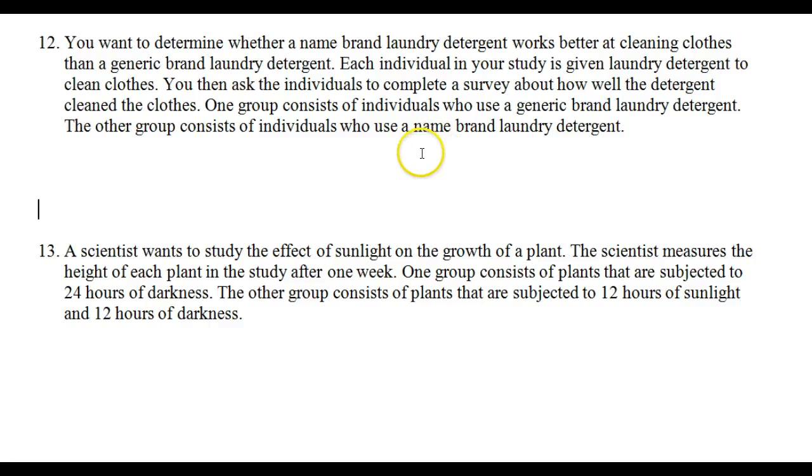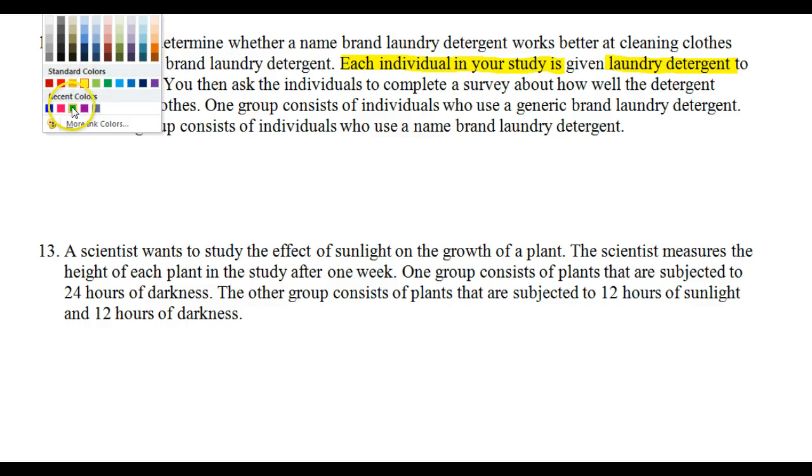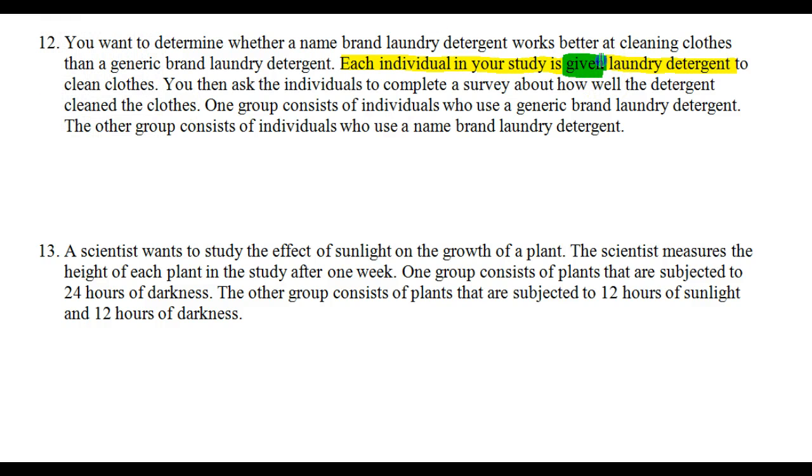So the key is who decides whether an individual is using the name brand laundry detergent or whether they are in the group that's using generic laundry detergent. Who decides who's in what group? Seems to me that the key phrase is right here. Each individual in your study is given laundry detergent. Given. They're given the laundry detergent.